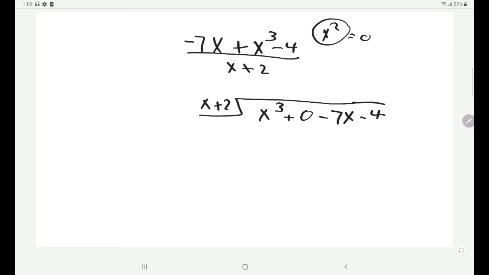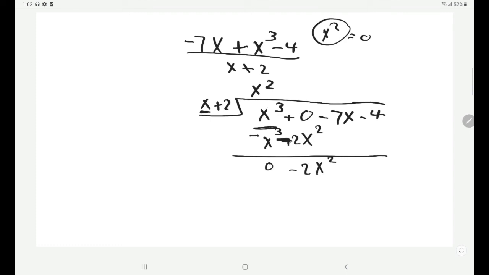So let's start to divide. x cubed divided by x is x squared. Then you multiply to both sides. You get x cubed plus 2x squared. Then you subtract. So to subtract, you change the signs. This one will become 0. Then 0 minus 2x squared, so you get minus 2x squared. Then you drop the negative 7x.